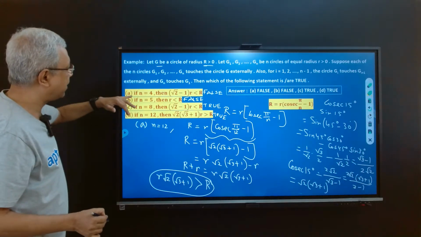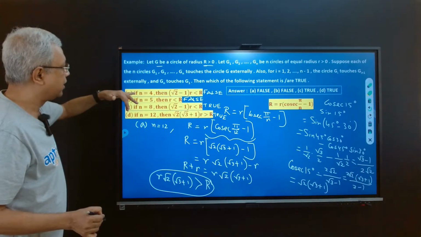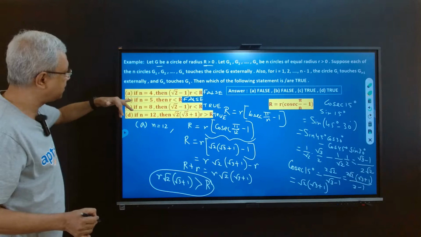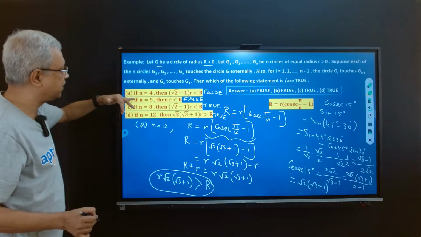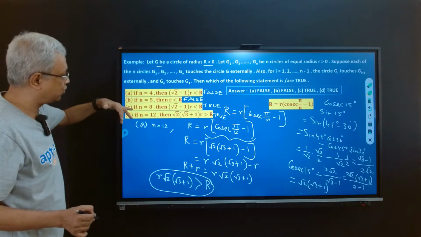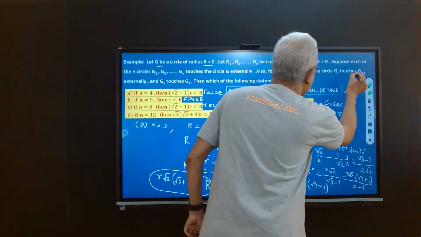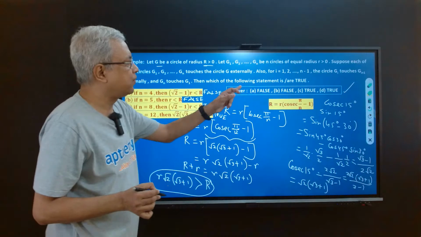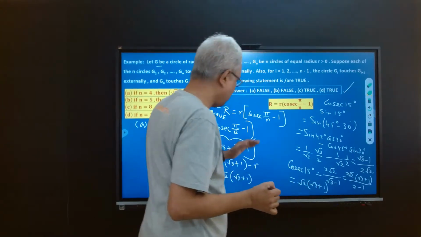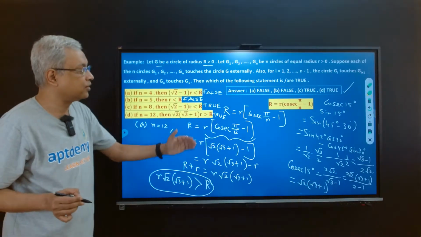So in this problem, I found A is incorrect, B is incorrect, A is false, B is false, C is correct or true, D is correct or true. It should be the answer. A is false, B is false, C is true, D is true. So this is the technique by which you can solve.